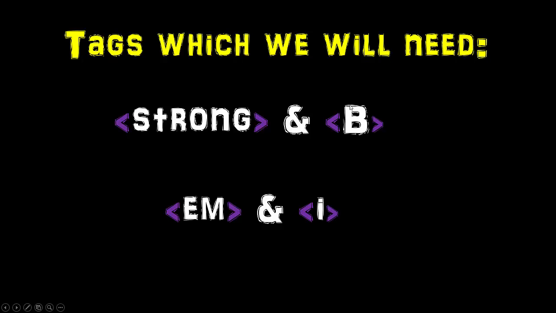The browsers will display those two tags in bold or blocky text, and EM and I. EM stands for emphasis and I stands for italics. And by default, browsers will display those two tags when we use them in our text in italics. So now, let's move on to some examples.